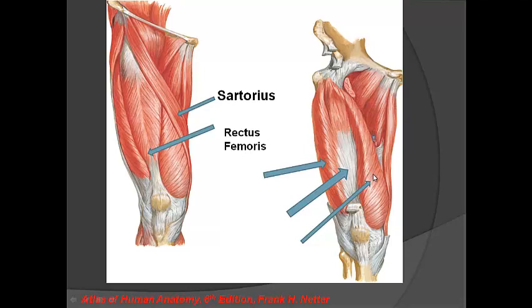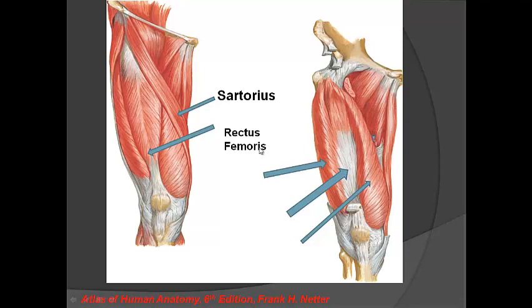Now these 3 muscles are going to be named the vasti, like I said, and then each one is given an individual name based on its position. So for this one, on the medial side, we're going to call that the vastus medialis. The one on the lateral side is going to be called the vastus lateralis, and the one in the middle is going to be called the vastus intermedius.